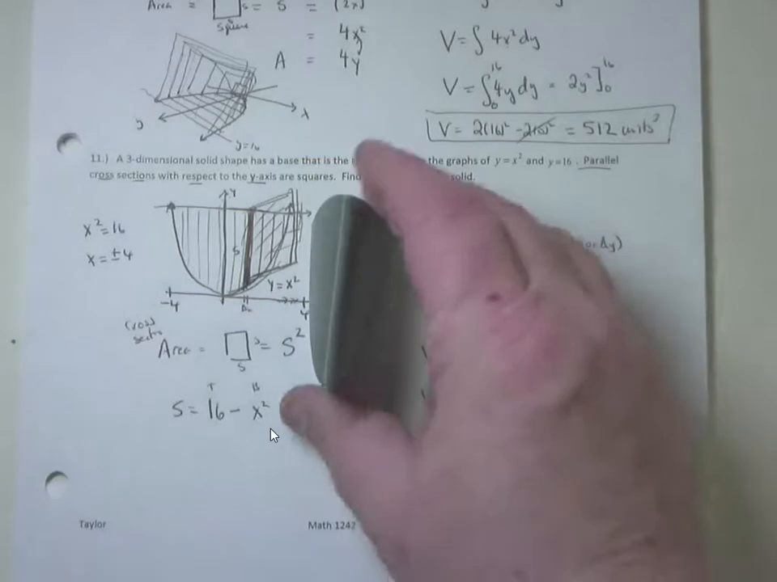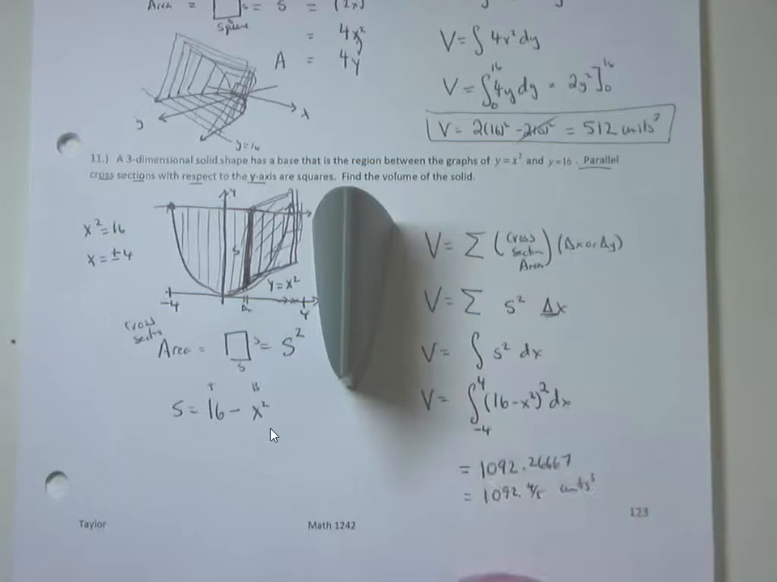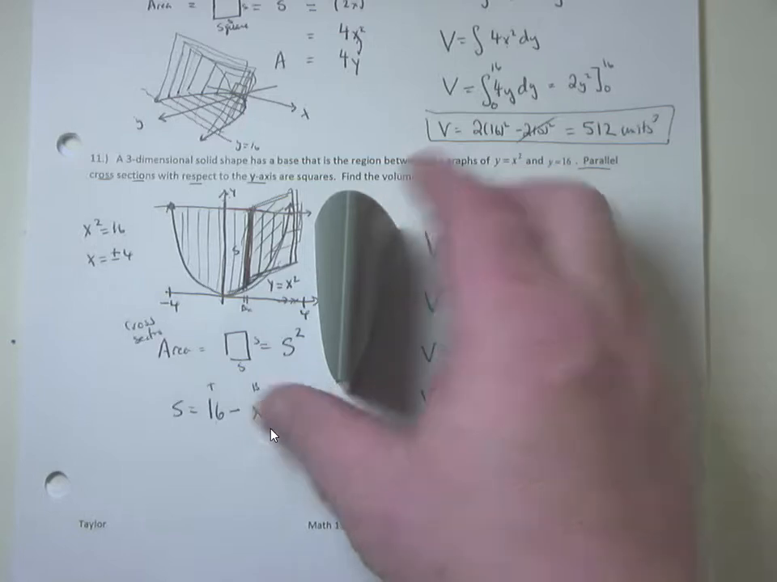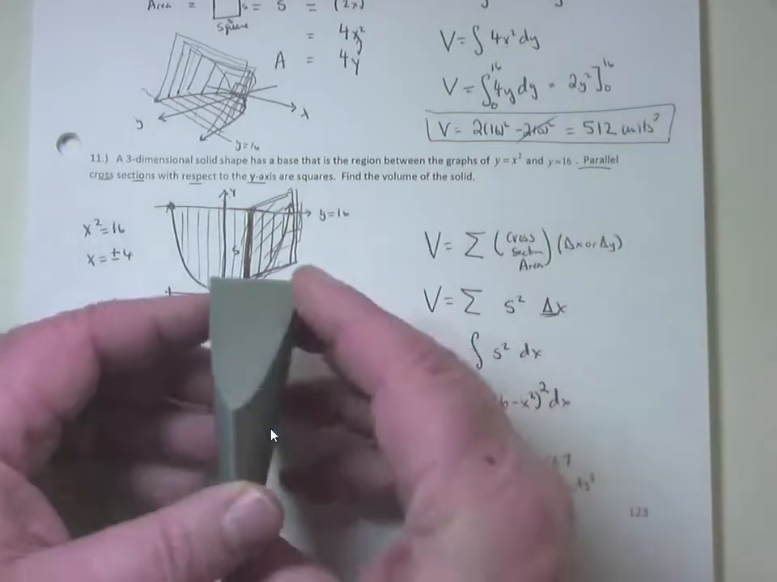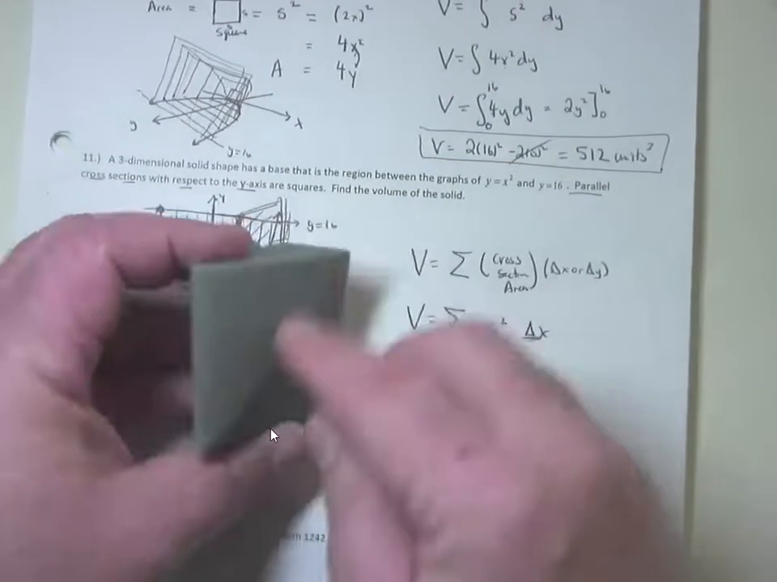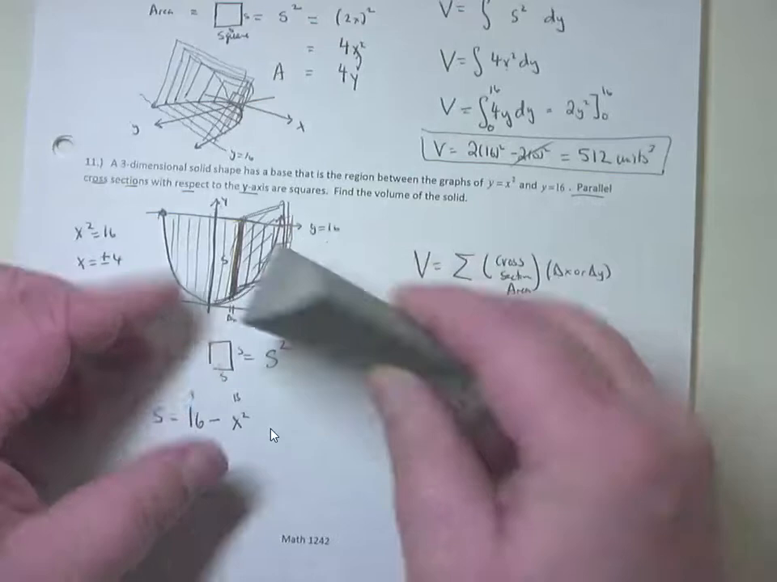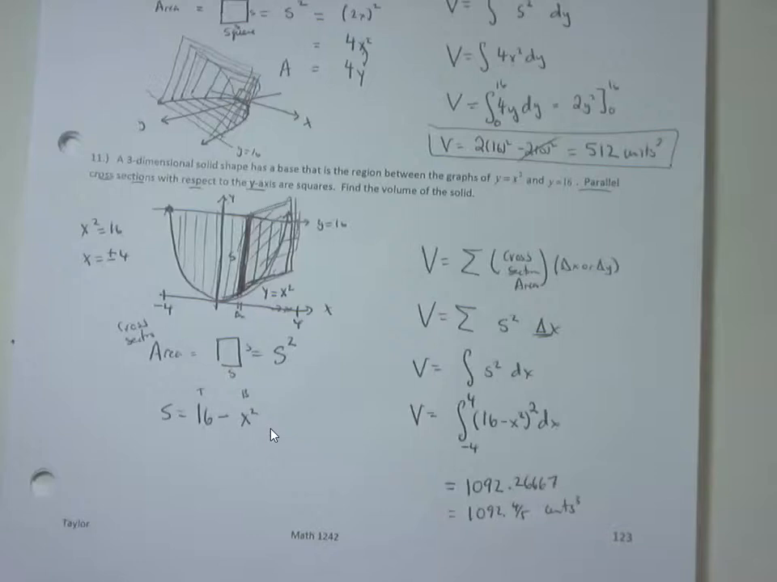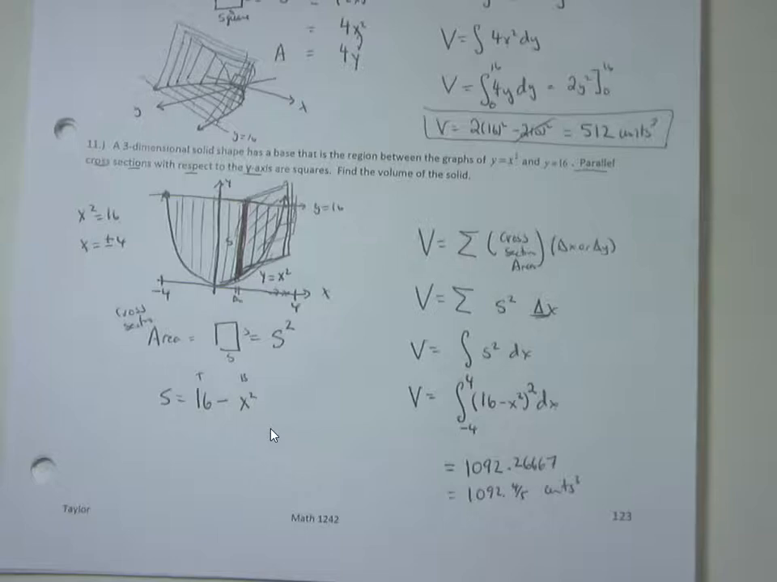To get the idea of what the volume is going to look like, if you look at this right from the top, you can see the shape of the parabola. But this time we're making the slices vertical. So you get your classic parabola going this way, and you get these little squares, and this is what the shape is going to look like when you're said and done. It's smaller because of the way we had to cut it, and you end up getting a volume of 1,092.26667 units cubed on that one.